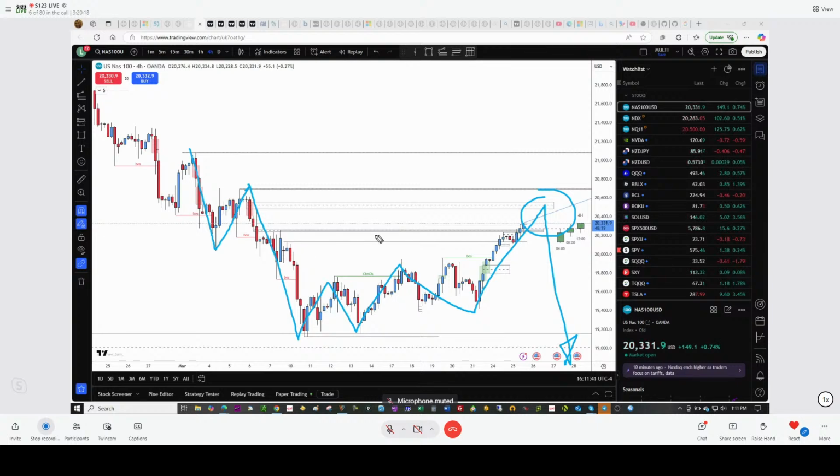I didn't think they'd go up that high though. I thought this was it. That's why I was looking for this drop here. So I'm a little bit early perhaps, I'm definitely a little early into this drop.